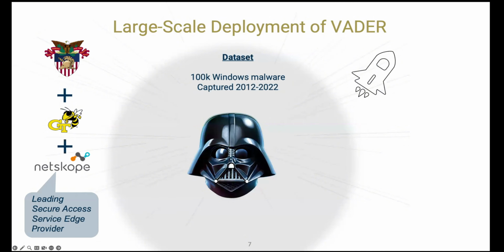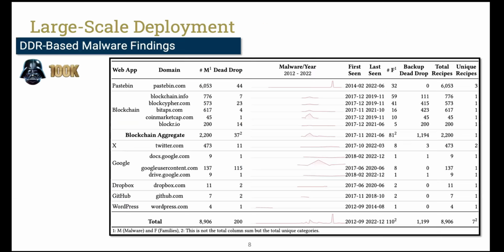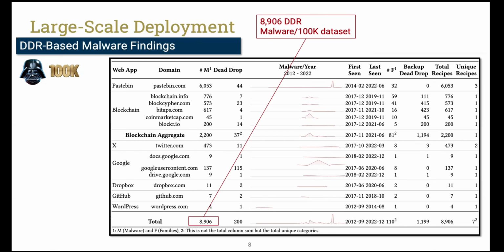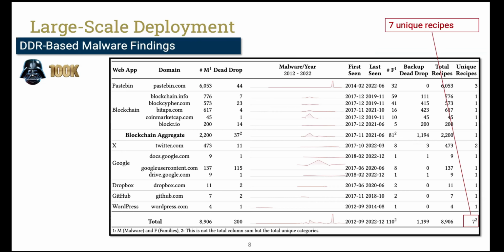Now, in collaboration with Netskope, a leading secure access service edge provider, delivering cloud security and network solutions to over 30% of the top 100 enterprises, we deployed VADER on a dataset of 100,000 Windows malware samples, which were collected between 2012 and 2022. Of the 100,000 samples, VADER identified 8,906 DDR malware samples and 7 unique demanipulation recipes.